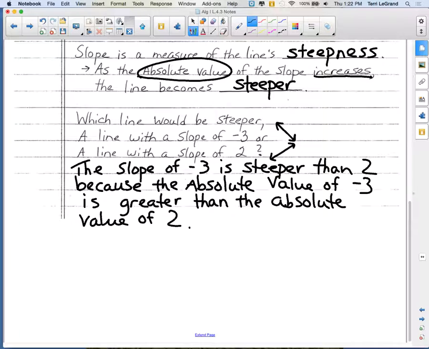So I would rather climb a slope without my skis on that is steeper than go down one with my skis on that isn't. So in this case, I would choose the slope of the 2 because it's not as steep.